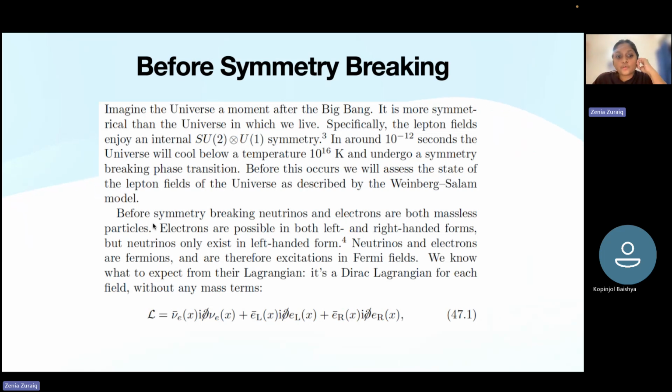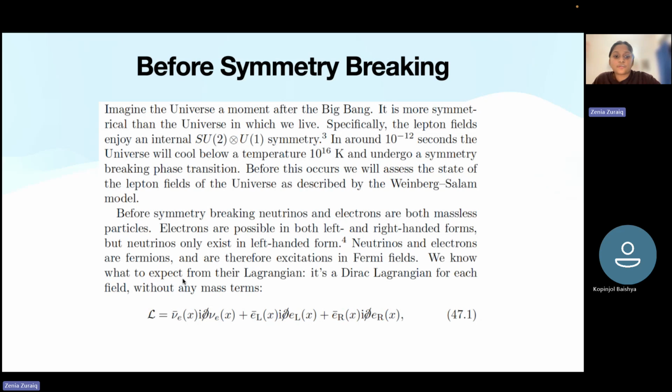Okay. So before symmetry breaking, neutrinos and electrons are both massless particles. Electrons are possible in both left and right-handed forms, but neutrinos only existed in left-handed form. This we already know. As I explained in one of the very early lectures, neutrinos are like vampires. They don't have a reflection in the current standard model. They are only left-handed, and they are considered to be massless in the standard model, even though we know from experiments that neutrinos have some small mass. But as far as the standard model is concerned, neutrinos are massless, chargeless, left-handed particles.